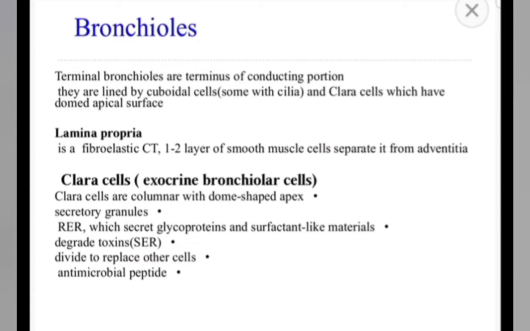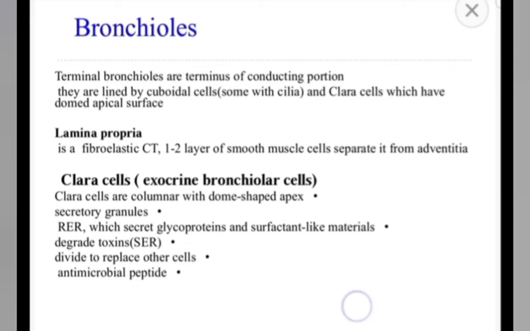The terminal bronchioles are the terminus of the conducting portion. They are lined by cuboidal cells, some with cilia, and Clara cells, which have a domed apical surface. The lamina propria is a fibroelastic connective tissue, with 1 to 2 layers of smooth muscle cells separated from the adventitia. What are the Clara cells?